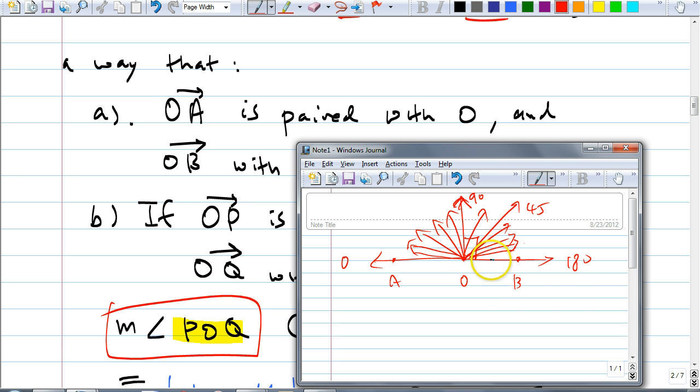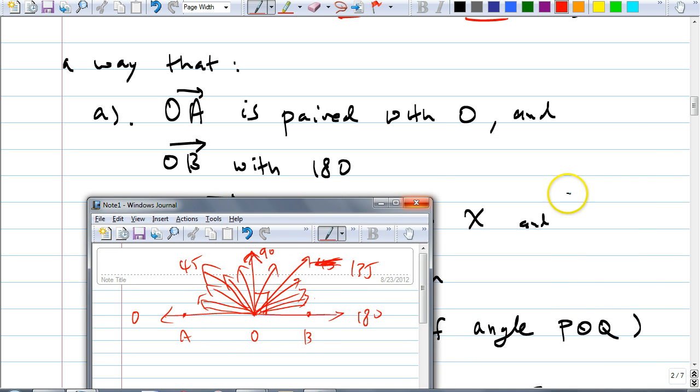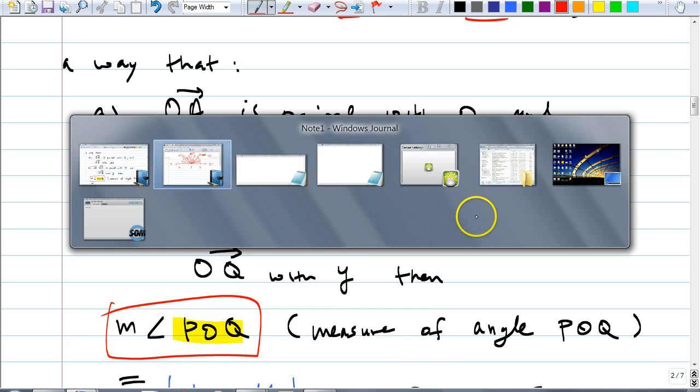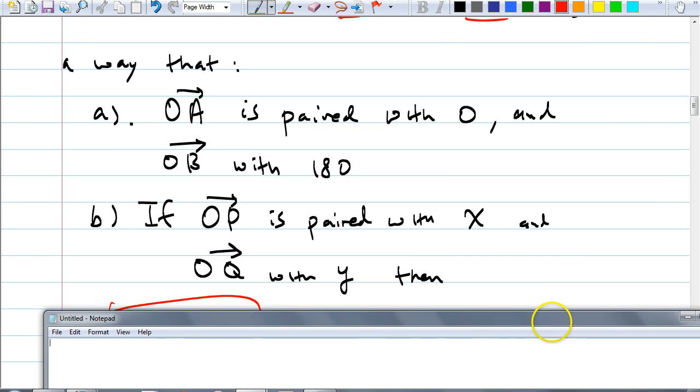And this one before. What would this be? It's not going to be 135 here, this one will be 45 or something. You know what I mean? You get the idea? That's what they're saying. Okay, so let's see whether we understand the second part then. So we got this part right here, right? OA is paired with 0 and OB is paired with 180. Of course, all the ones in the middle are going to have some values, 0 through 180.